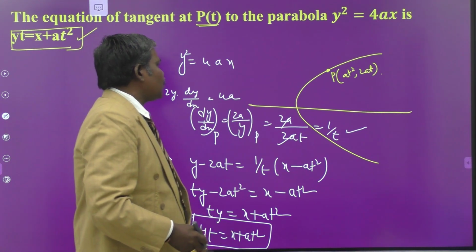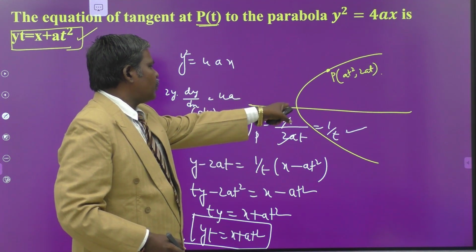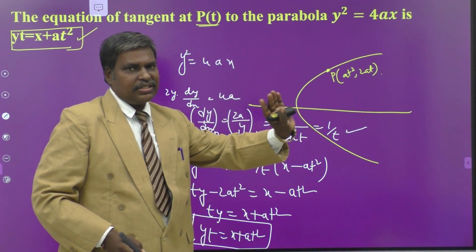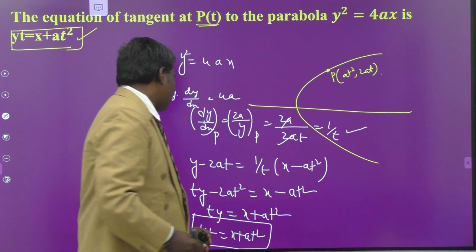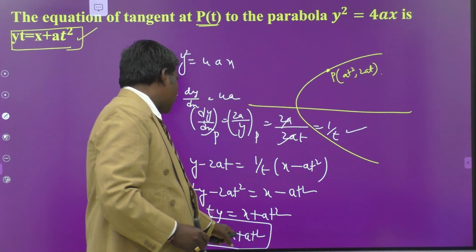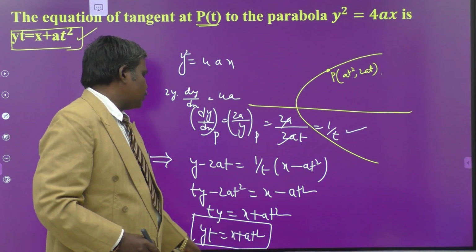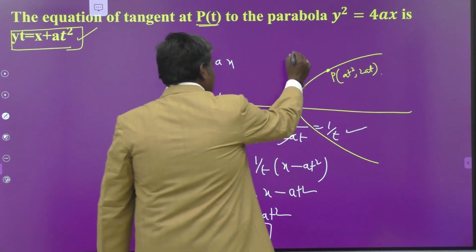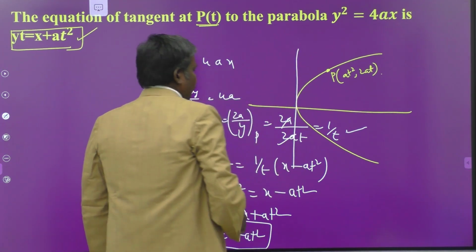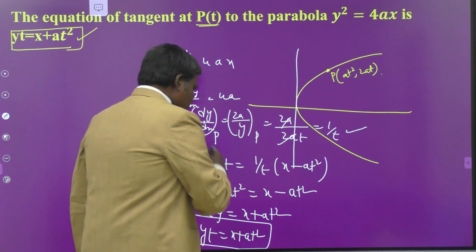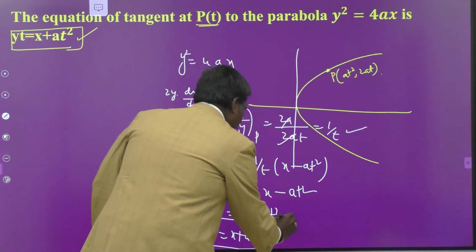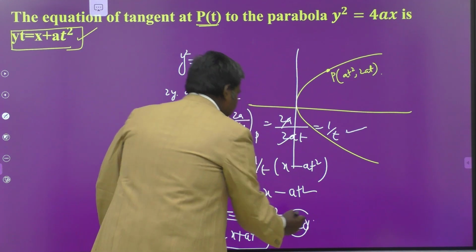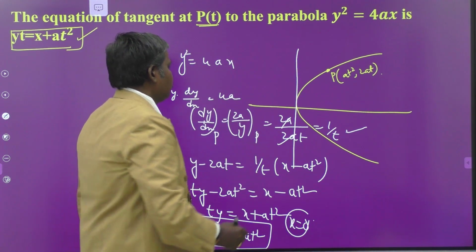Okay. For t = 0, we get the axis, but that is not tangent to the parabola, remember. For t = 0, we have x = 0. That means the y-axis. It is the tangent at the vertex. Yes, we get the tangent. So x = 0 is the y-axis, and it becomes a tangent at the vertex to the parabola.